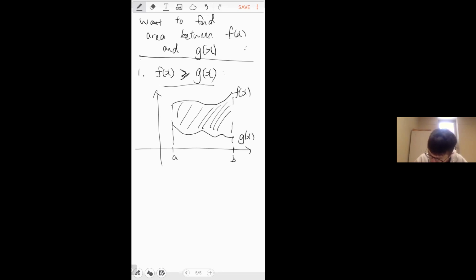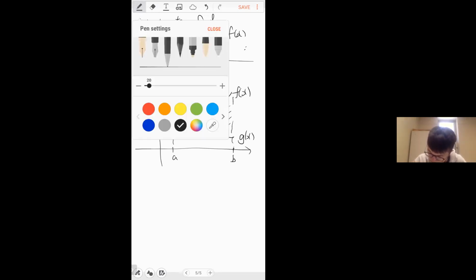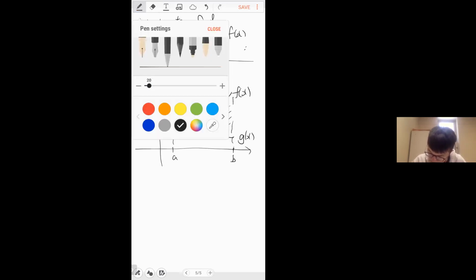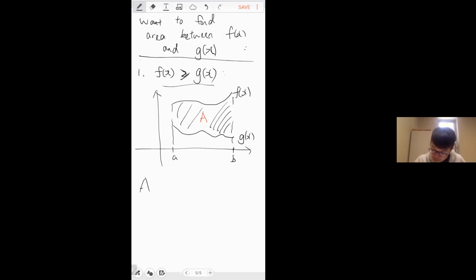And then I want to find out what is this. So I want to find out the area between f of x and g of x. That means I want to find out the area of the shaded region here. So what do I do? What do you think I can do?